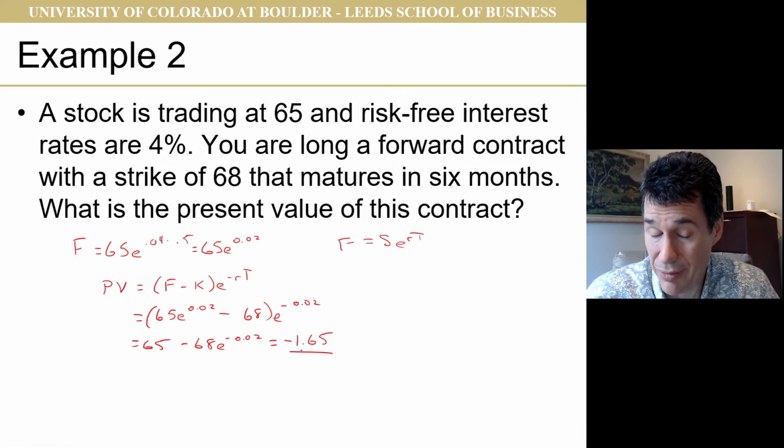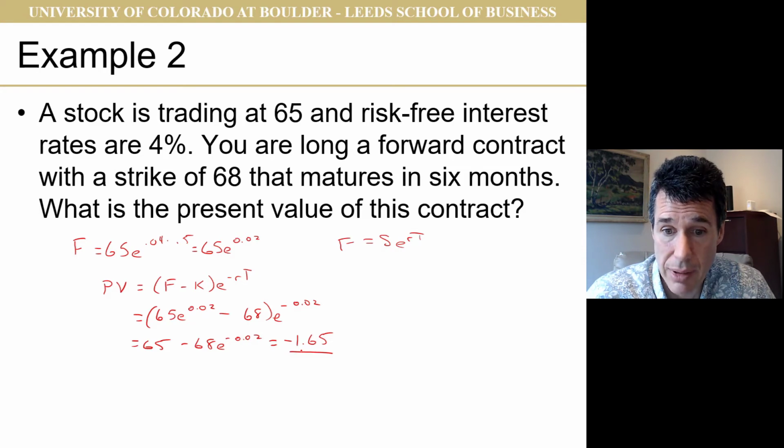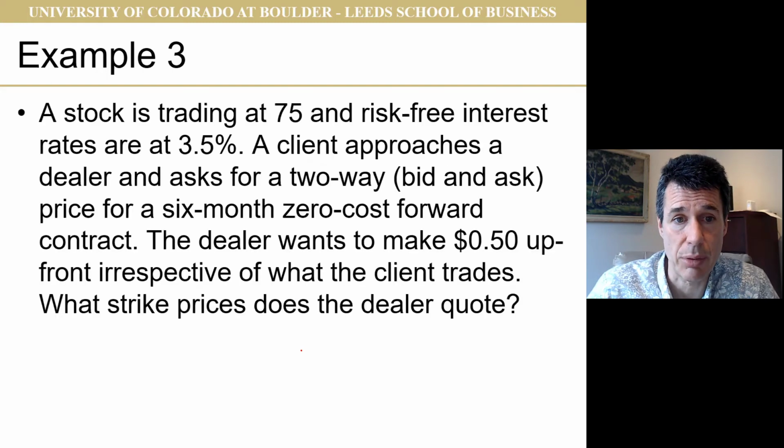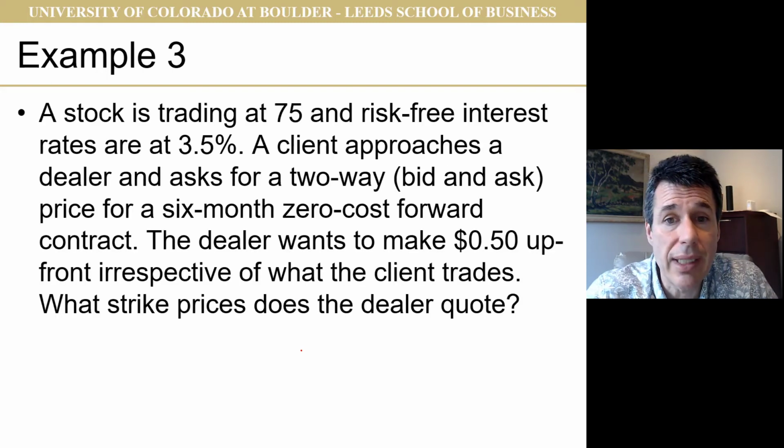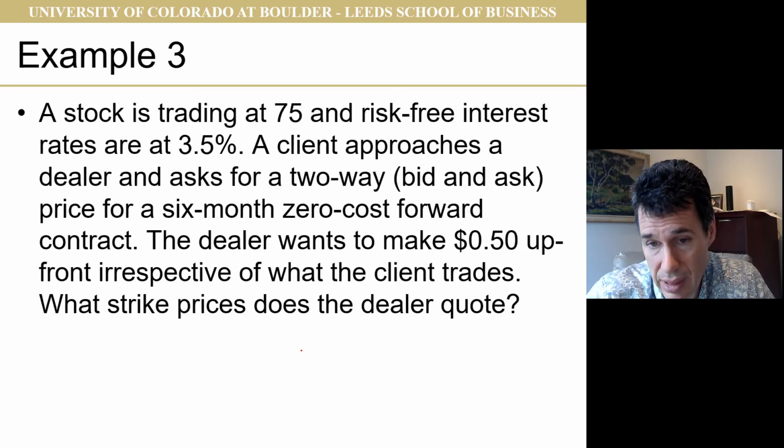A forward contract can have positive present value or negative present value depending on whether the asset has moved up or down and what changes to the forward price have occurred. Okay, third example. The stock is trading at 75 and risk-free interest rates are 3.5%, and a client approaches a dealer and asks for a two-way bid and ask price for a 6-month zero-cost forward contract. The dealer wants to make 50 cents up front, irrespective of whether the client goes long or short. So what strike price does the dealer quote?